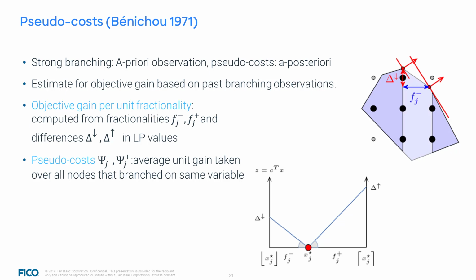Consider the lower picture. We see the fractionality of the variable on the x-axis and the objective on the y-axis. The important quantities are the marked angles, rather their tangents. The red point represents the fractional LP solution value, while on the left and right we mark the change in the objective function by delta down and delta up. You get the tangent of the angle by dividing the objective change by the fractionality. Pseudo-costs are averages of such tangents for different LP solutions and objective improvements.